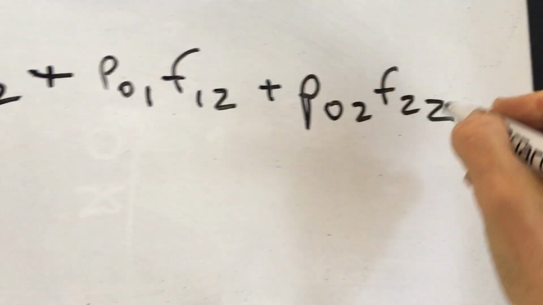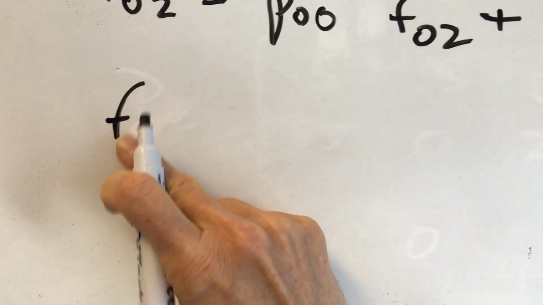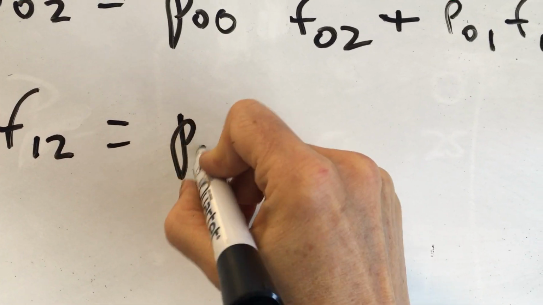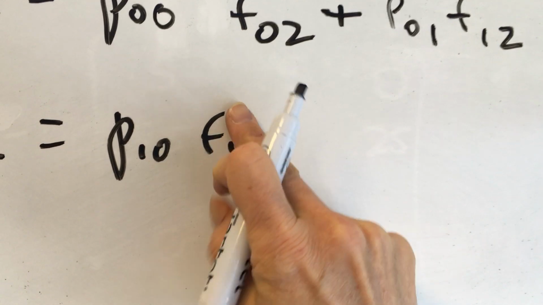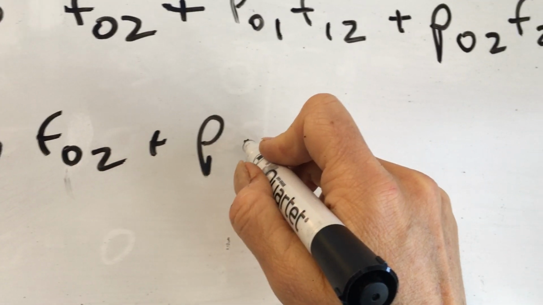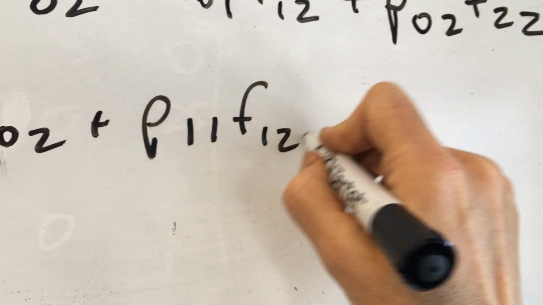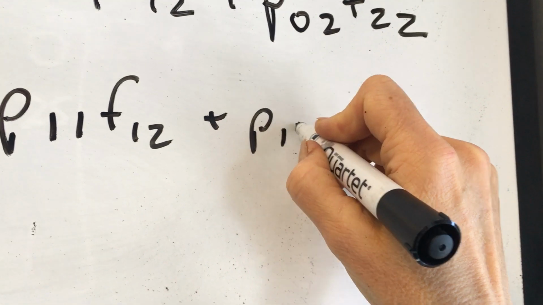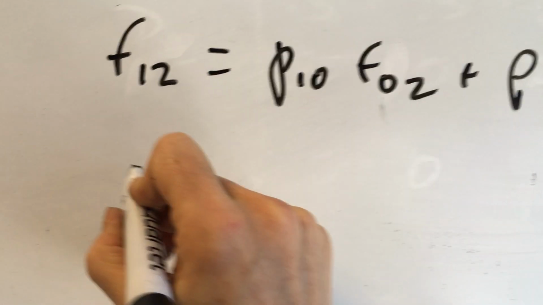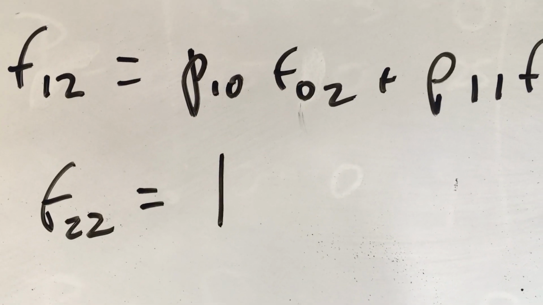Okay, for F12, the probability we end in 2 given that we started in 1, now we're going to have P10 F02 plus P11 F12 plus P12 F22. Last one we have, F22 equals, well, we can just skip right ahead because we know that's 1.